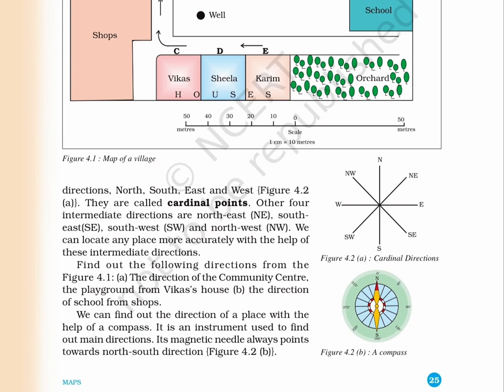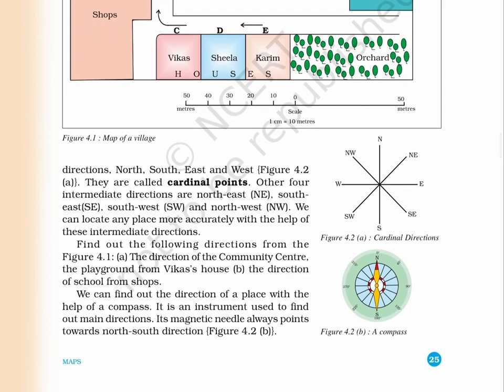We can find out the direction of a place with the help of a compass. It is an instrument used to find out main directions. Its magnetic needle always points towards north-south direction, as shown in figure 4.2b. Figure 4.2a shows cardinal directions, wherein the sides are marked as north, south, northeast, east, southeast, southwest, west, northwest. Figure 4.2b shows a compass.